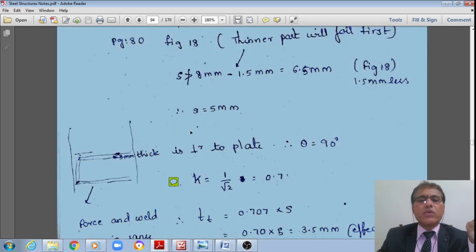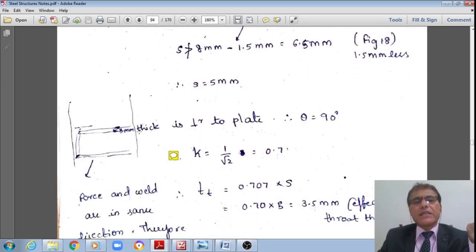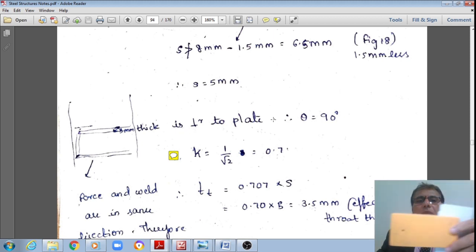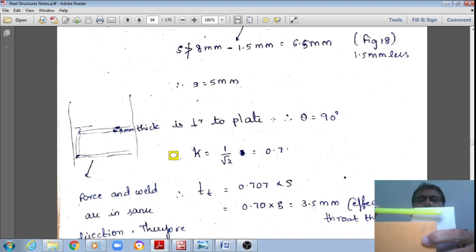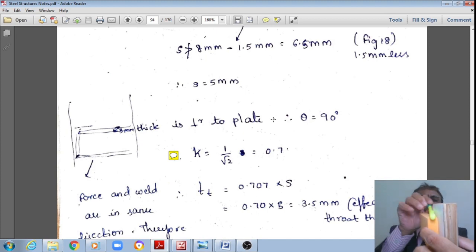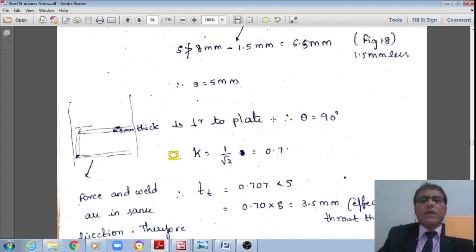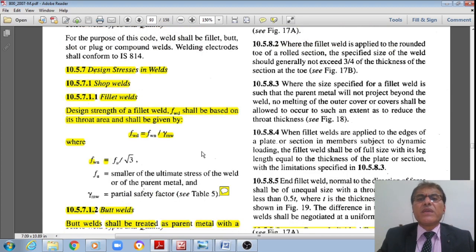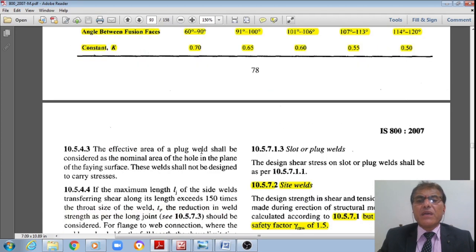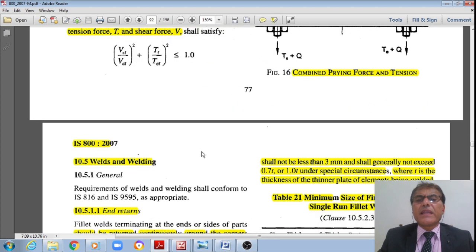Then if it is true, once I apply the fillet welding like this, obviously that fillet welding is at 90 degrees to the top of this surface that we are going to weld. Therefore, from the code book and from table 22 of page number 78, I have to take this k value as 1 by root 2, which is equal to 0.7, or otherwise also the code says that for fillet weld, the size should be taken as this one, 0.7 t.